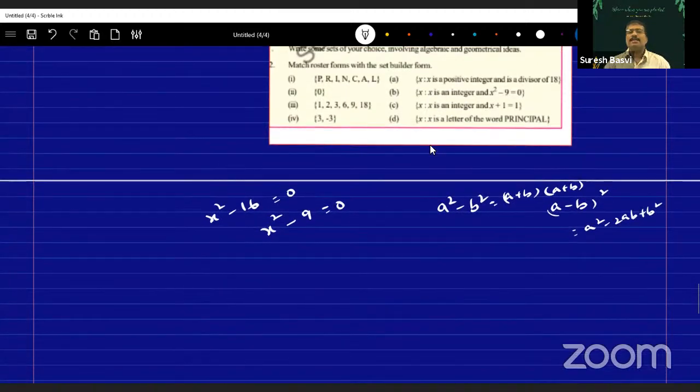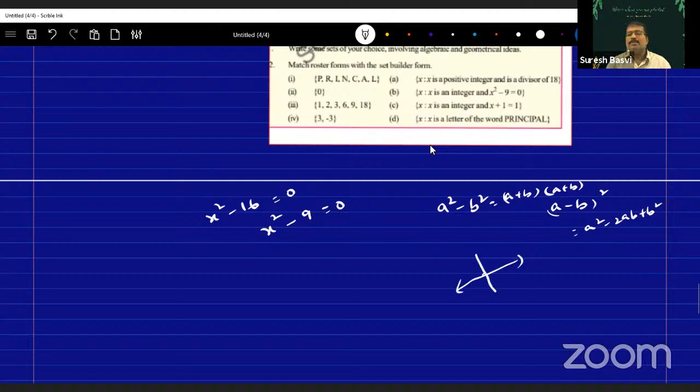Next, geometrical ideas. The set of all quadrilaterals. Quadrilaterals are nothing but four-sided bounded polygons. All the triangles are nothing but three-sided bounded polygons. And also the set of lines passing through a given point.